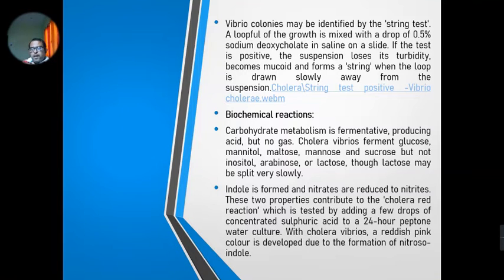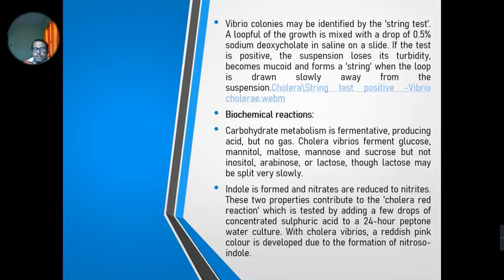Now the biochemical characteristics: this bacteria is able to produce acid but no gas in carbohydrate fermentation. This bacteria can ferment glucose, mannitol, maltose, mannose and sucrose easily, but not inositol. Inositol is not used by this bacteria, and neither are arabinose and lactose, but lactose is used very slowly by this bacteria.